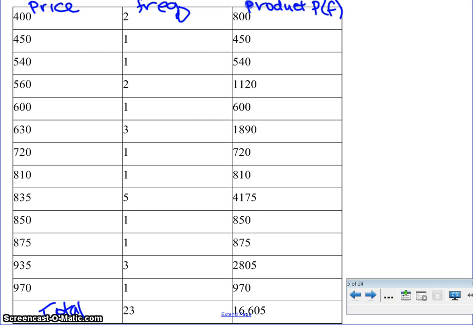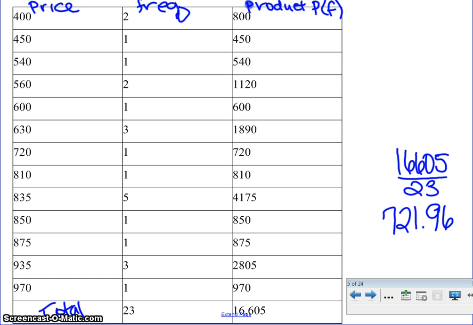It's 16,605 when I add everything together. So remember, to get the mean, I take that value and divide it by how many? So the mean in this case, which is the answer to B, is 721.96.